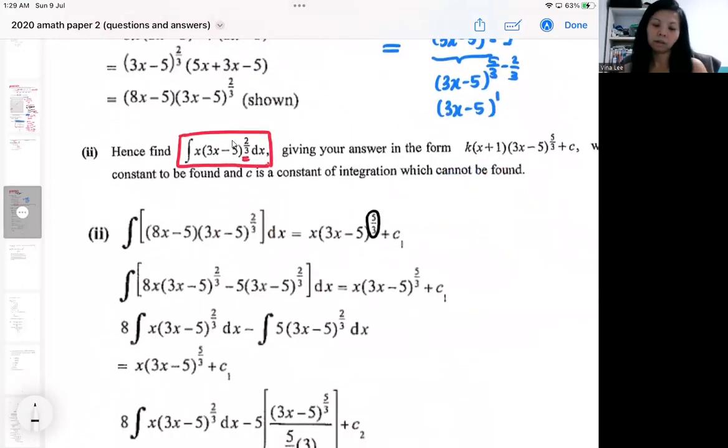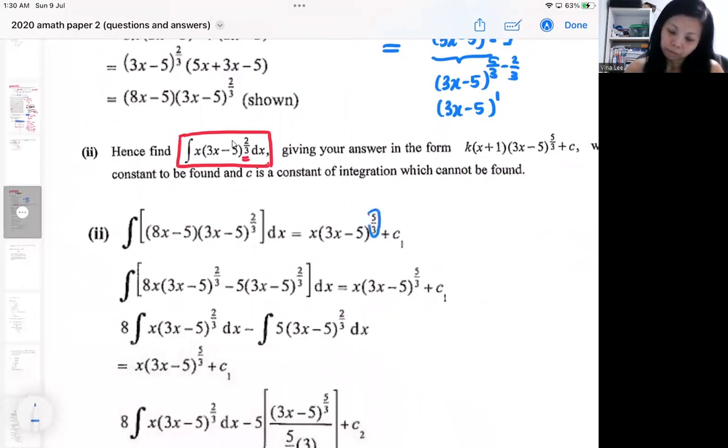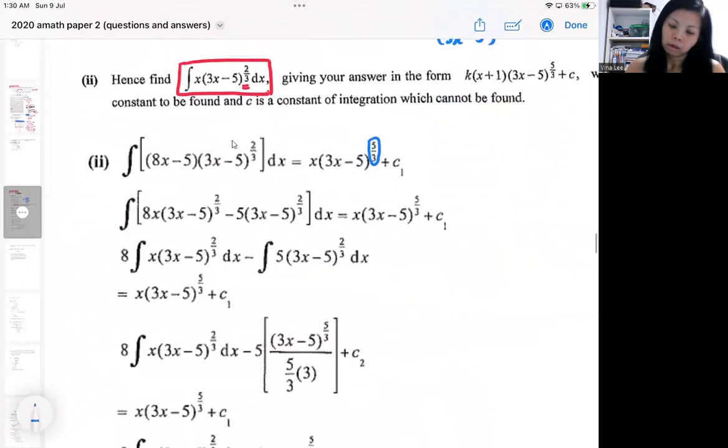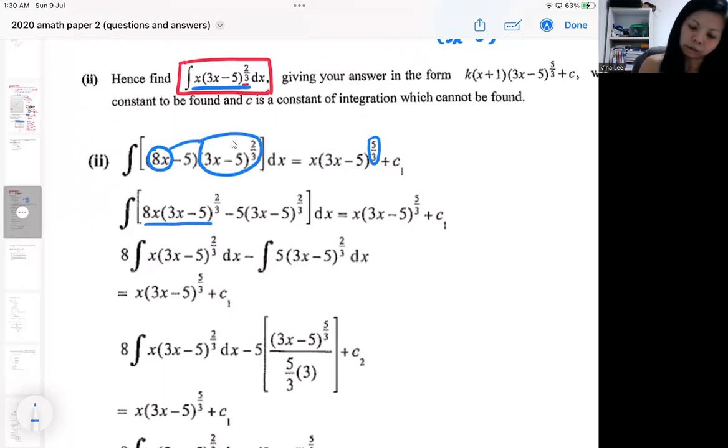Okay, so have this idea first. I'm going to integrate and then I'll get the original product. The original product is the one with power 5/3. So how am I supposed to break the integration until I get this? So you take a careful look. This bracket can be multiplied with the whole thing. So that's how I got this.